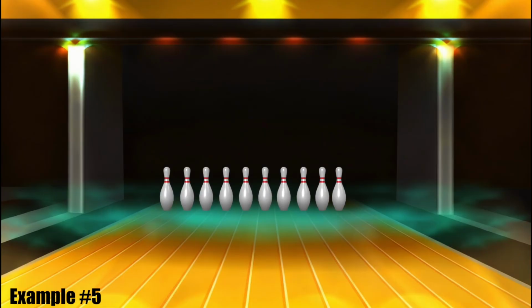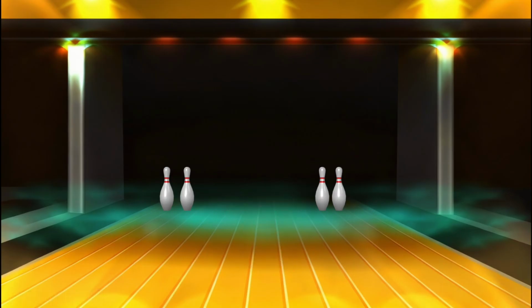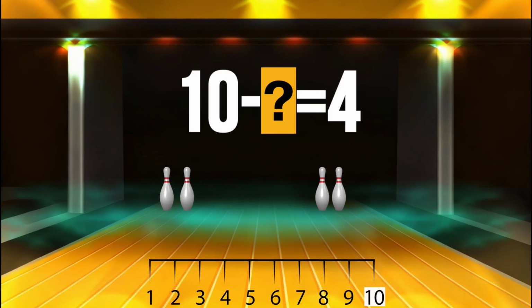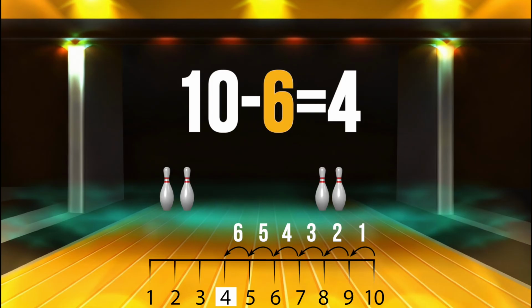Example number 5. We start with 10 pins. The first ball rolls. Now we have 4 pins left. Our subtraction sentence is 10 minus what equals 4? Let's count back from 10 to 4. 1, 2, 3, 4, 5, 6. We counted back 6 numbers, so 6 pins fell from the first ball. 10 minus 6 equals 4.